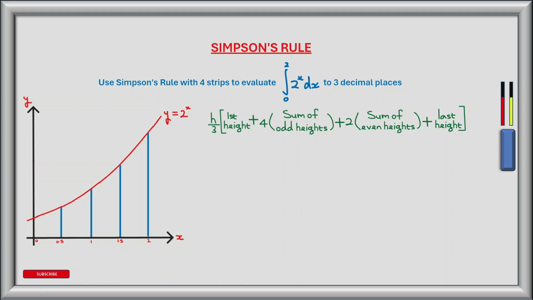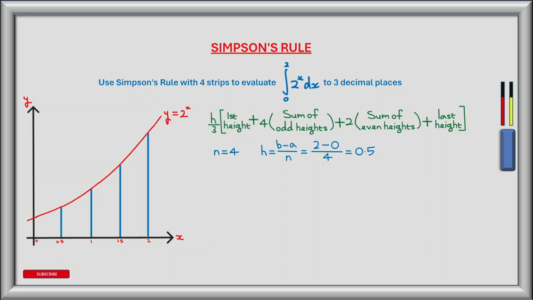I've sketched the graph of y equals 2 to the power of x on the whiteboard. I've split the curve up into 4 strips across the interval 0 to 2 as the question asks. I've also put up a reminder of Simpson's rule. First, let's work out what the value of h is. We have 4 strips, so n is 4.